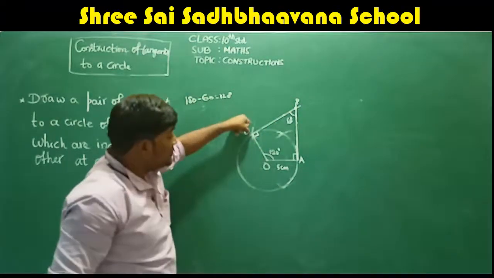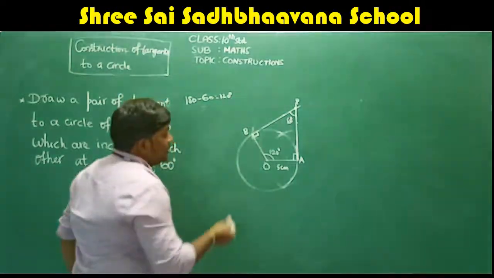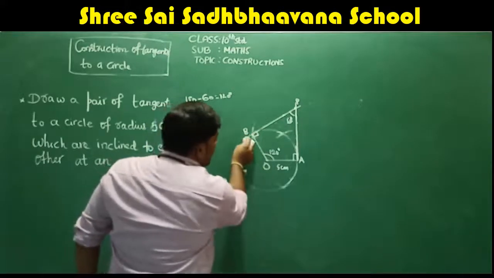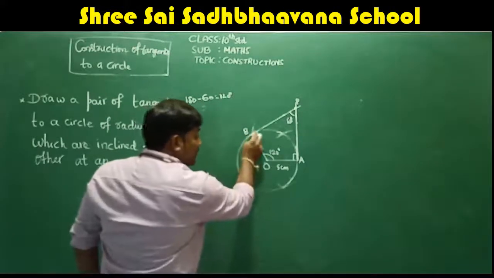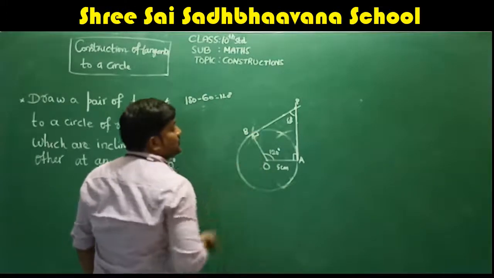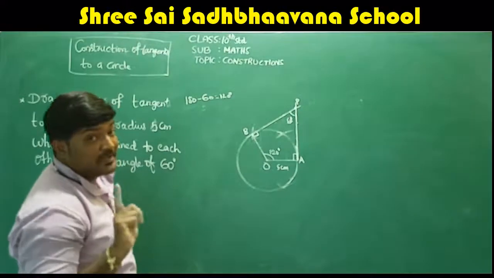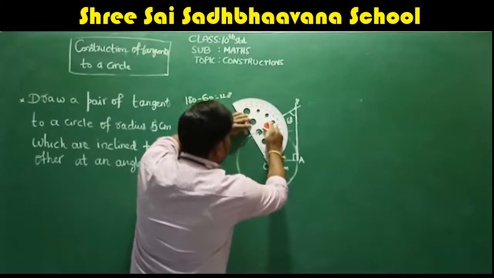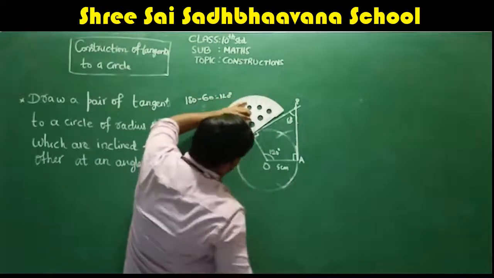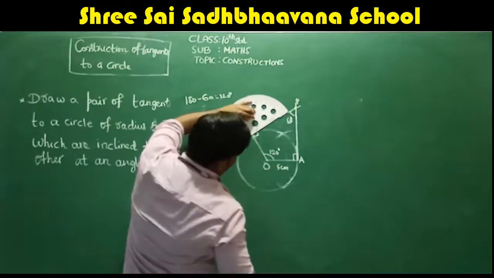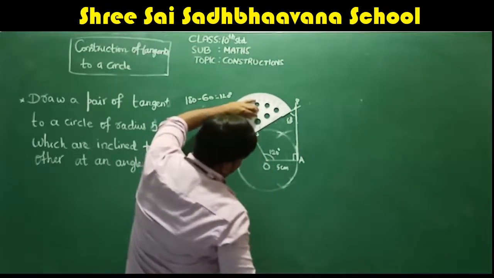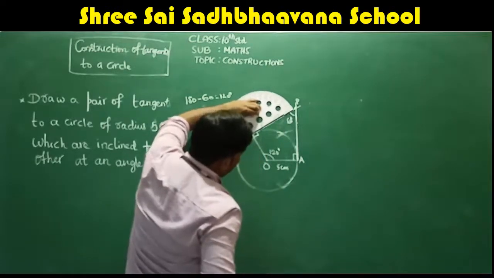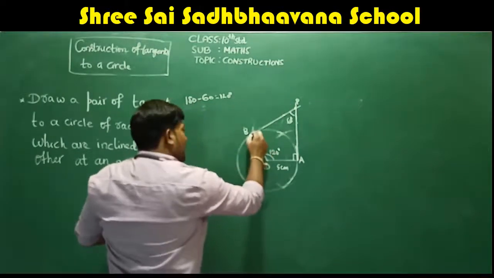Remember that the line should touch this. One more common mistake you guys will make: some people will draw from here, some people will draw from there. No. Whatever you draw, exactly at this point only you should draw because it should be a tangent. It should not be a chord. OB is the radius, so from OB only it should touch the circle. Like that, you should draw a tangent. Don't draw like this, it will not touch the circle. It should be exactly the common point where this radius and this tangent meet.